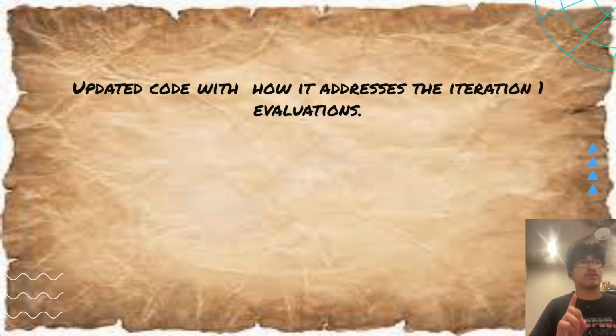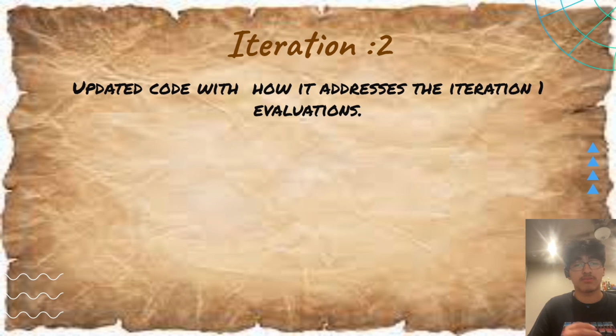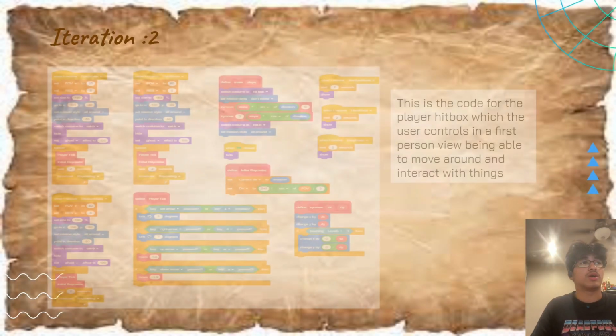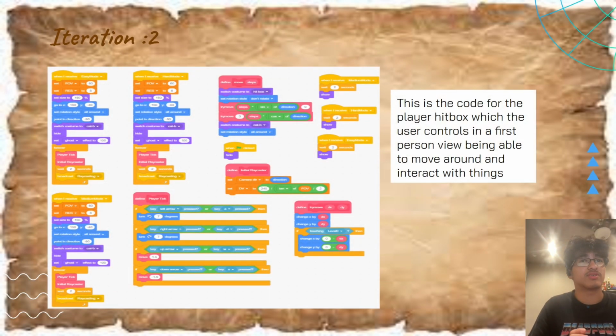So this is iteration 2. This is the updated code of iteration 1. So here's some of the updated code. This is the code for the player's hitbox, which the user controls. Basically, it allows you to click WASD or the arrow buttons on your keyboard, and it will move the player around.